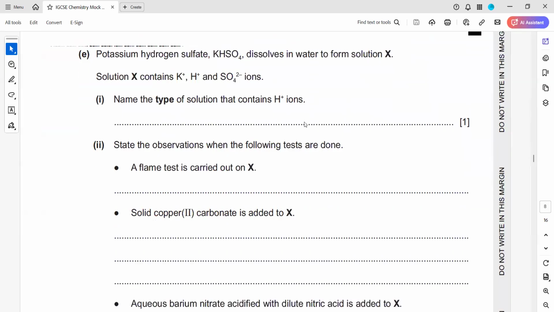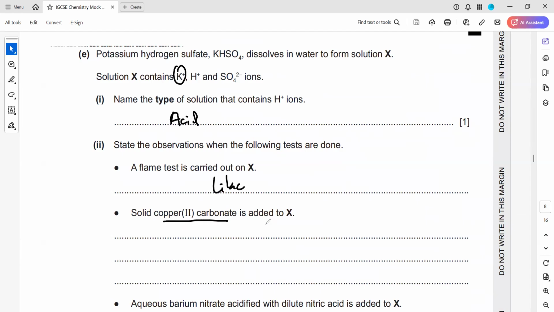Oh, yes, sir. Okay, potassium hydrogen sulfate dissolves in water to form a solution X, which contains potassium ion, hydrogen ion, and sulfate ion. Name a type of solution that contains H plus ion. So the type of solution we call acid, or you can say acidic solution. That's also fine. State the observation when the following tests are done. A flame test carried out on X. X contains a potassium ion. So what is the color? It will be lilac.